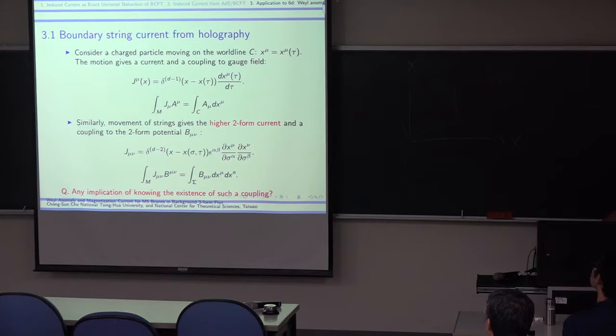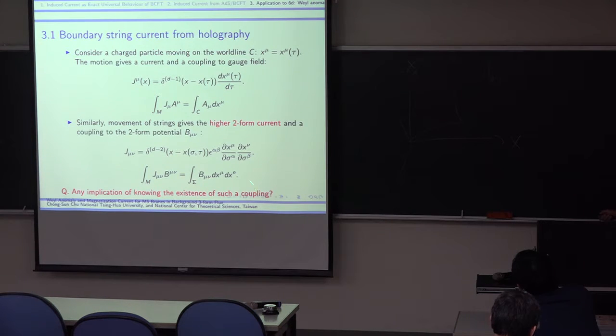So now let me go to the final part, 6 dimensions. In 6 dimensions, we can also talk about current, but the current is not caused by a point particle. It's caused by the movement of a string. In a point particle, you have a current density like this, and then the minimal coupling. You just integrate this over the space, and then you get the standard minimal coupling over the world line of the particle.